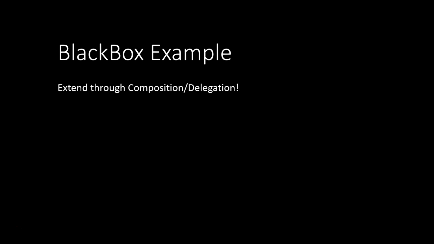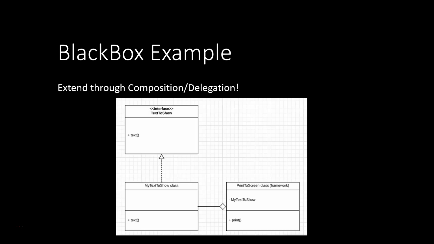Now we are going to do the same thing, but with the black box approach. So instead of using inheritance, we're going to use composition and delegation to extend upon the framework. The new design looks like that. So we're going to have an interface text to show, which is going to be implemented by the extension point we define ourselves. So that's really what a user of our framework implements, the myTextToShow class.